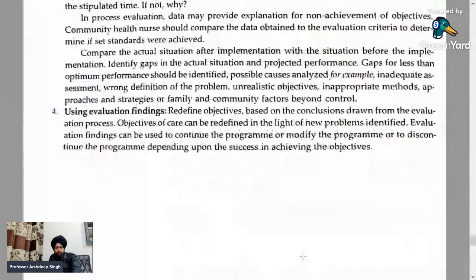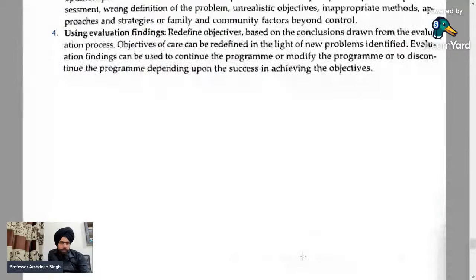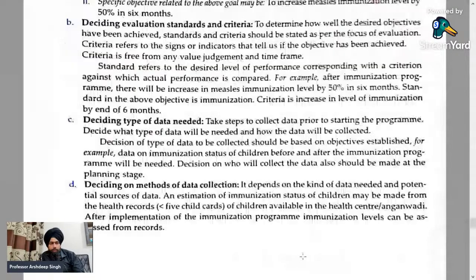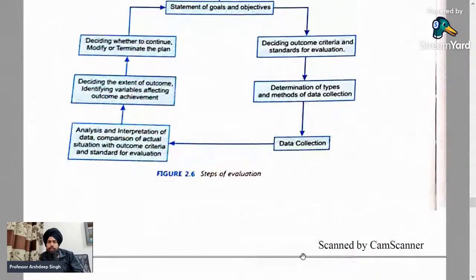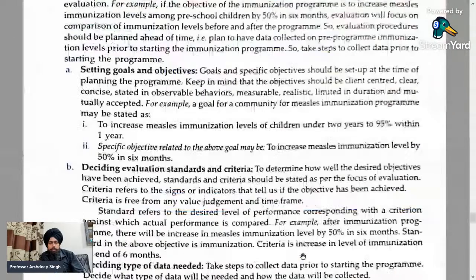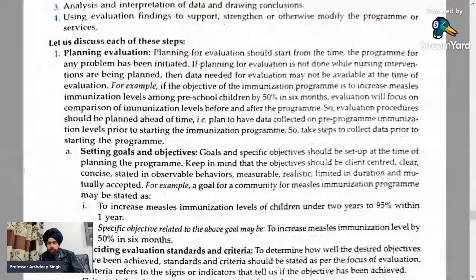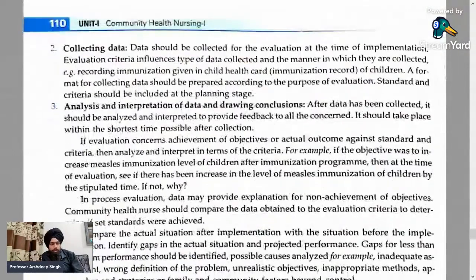So that was all about the nursing process. I have explained to you the community health nursing process. This was the last part of this topic, community health nursing process part 3. I have explained the planning, intervention, implementation, and evaluation phases. I have provided you different types of notes, so you can take screenshots and get benefit from this lecture.